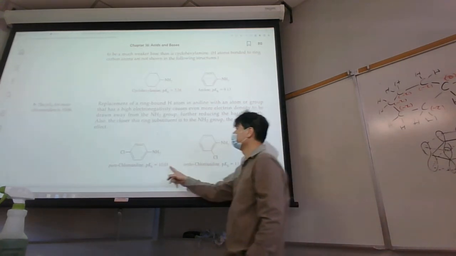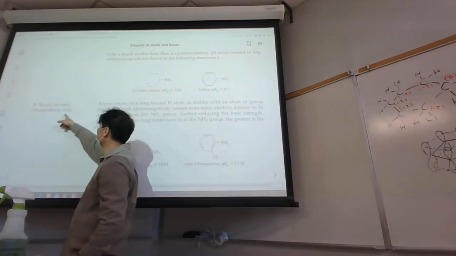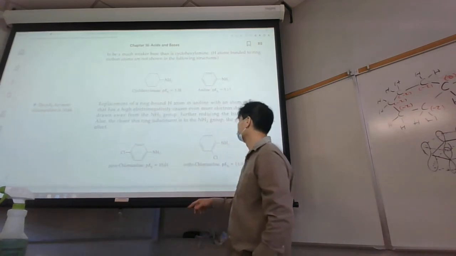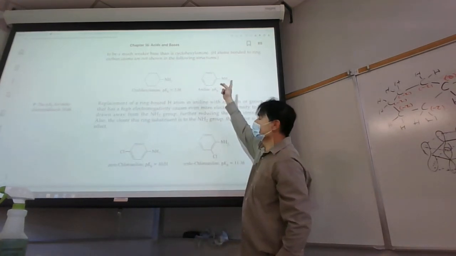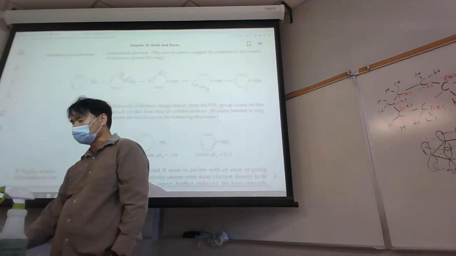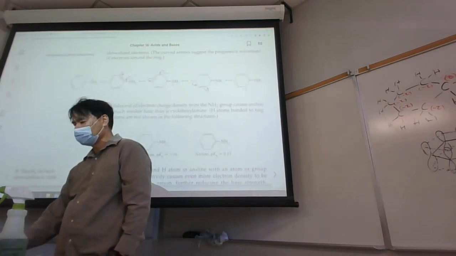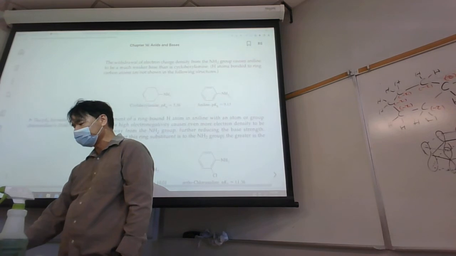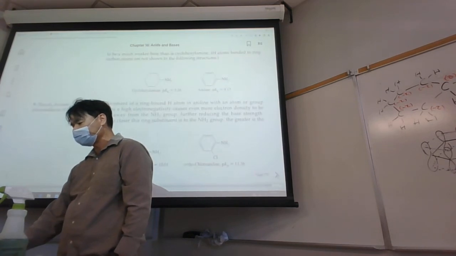Now for meta, the pKb for meta is 10.66, which puts it somewhere between here. And we look at the negative charge in the delocalized ring. It's not on the meta position here. It goes ortho, meta, para. And so what do they say? Let's see what they say about this.